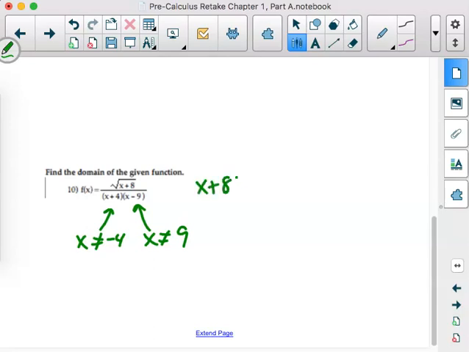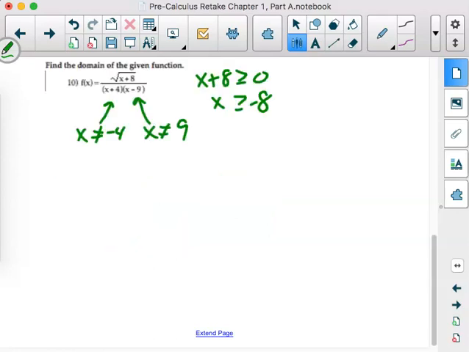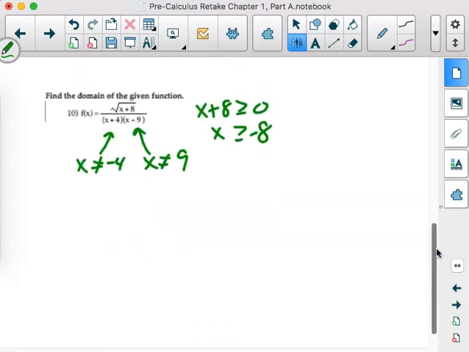X plus 8 has to be greater than or equal to 0 in order for this to work, because otherwise we'll end up having imaginary solutions and we're graphing on the real number plane. So now I have to think about this in terms of the number line, and I realize walking along the number line from left to right, I'm going to get to -8 and I'm going to have solutions. But that's going to take me to -4, and now I'm going to have to jump over -4 and get back on the number line again.